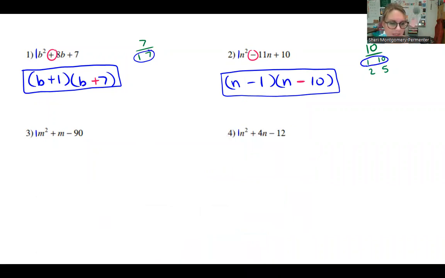All right, let's take a look at these. For number 3, I need a factor list of 90. I start with 1. So 1 and 90, 2 and 45, 3 and 30. Is 4 going to 90? Okay, 5 and 18. And then I guess 9 and 10. Can y'all think of any others?